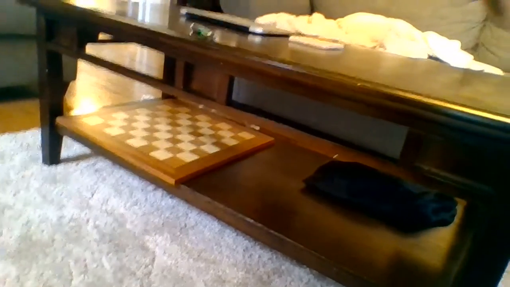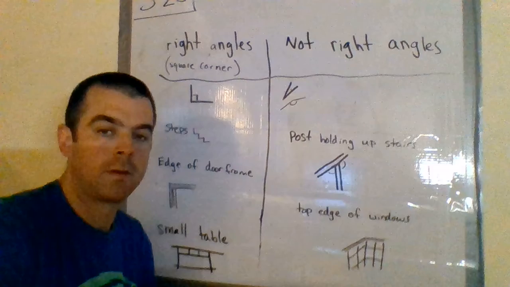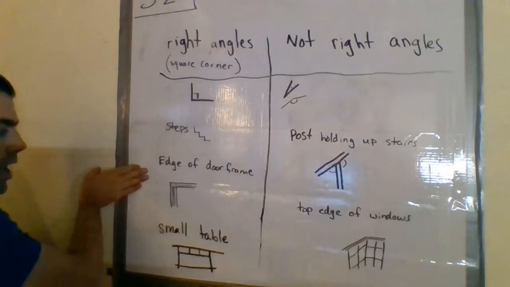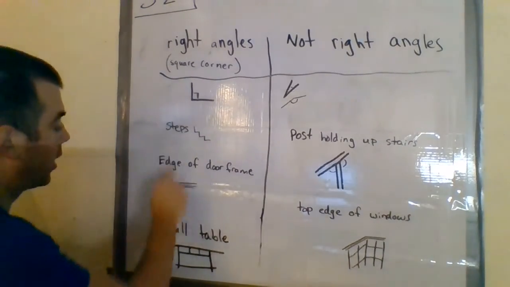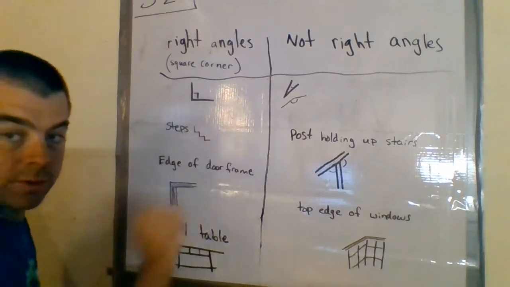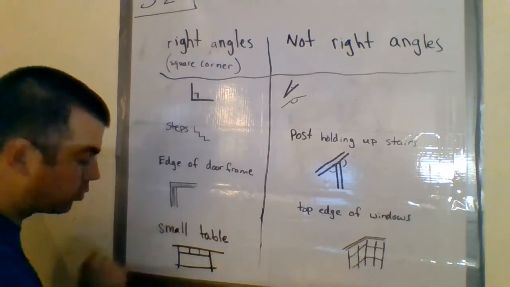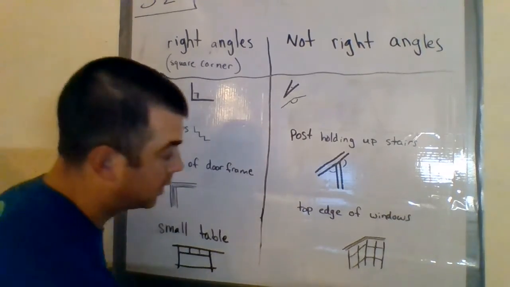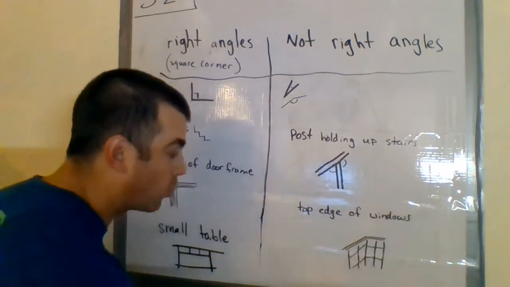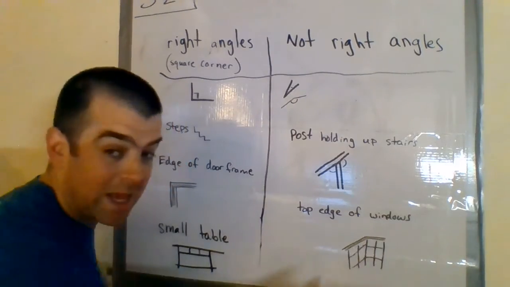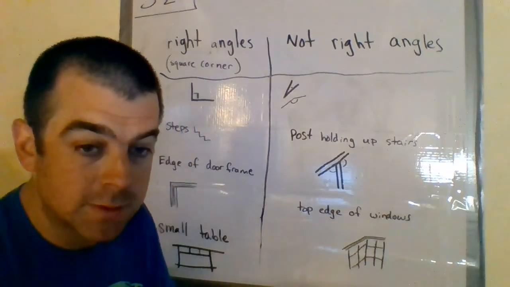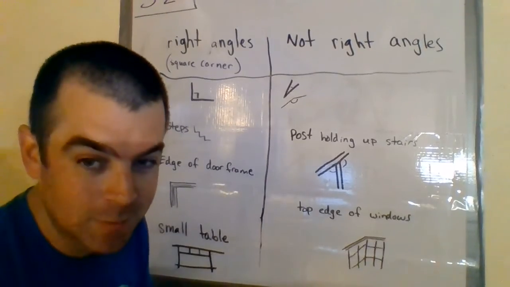Oh my gosh, so many right angles. So I came back and I wrote the edge of the door frame under my right angles. That's where we saw the right angle at the top of that door and window. And I drew that small table that had so many right angles. I also wrote top edge of the windows where we saw that angle that was bigger than 90 degrees. I'm sorry, bigger than a right angle, excuse me.